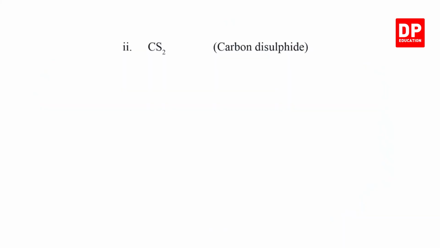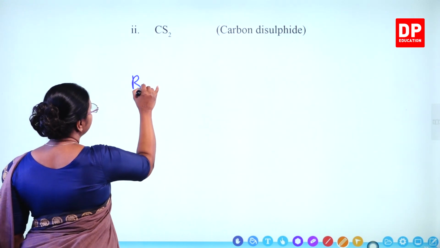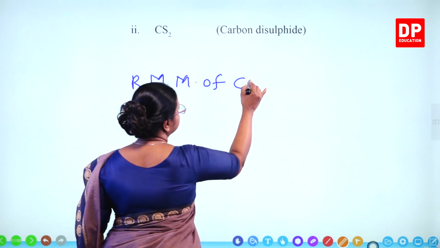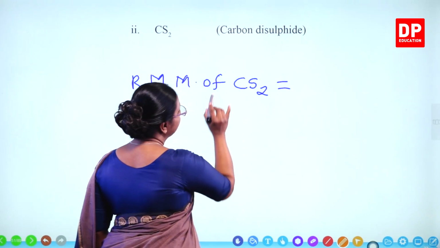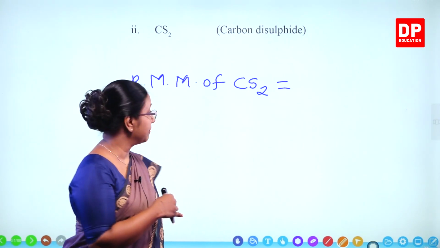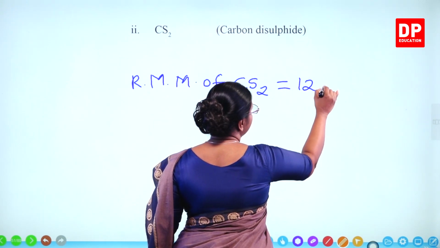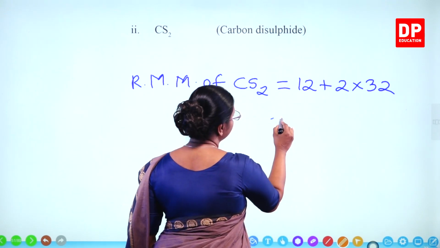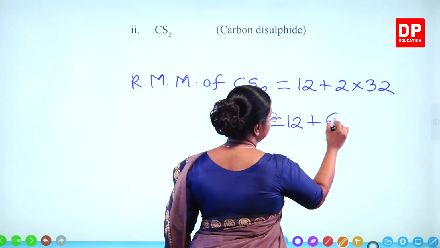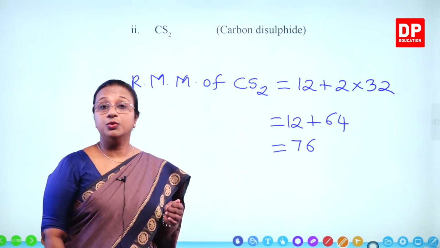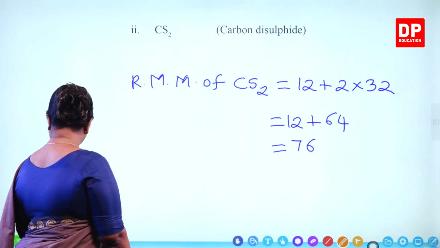Then the next one, carbon disulfide, CS2. So we need to calculate the relative molecular mass of CS2. What is that going to be? Carbon is 12. You were given all the relative atomic masses. So carbon 12 and sulfur 32, but there are 2 sulfur atoms. So 2 into 32. 12 plus 64, that will be equal to 76. Again, no unit.